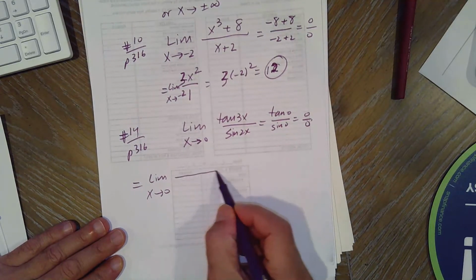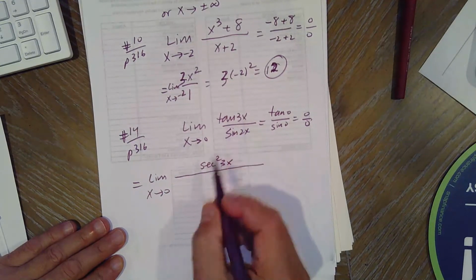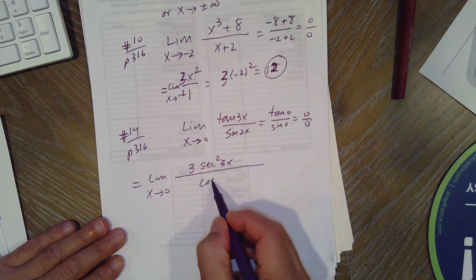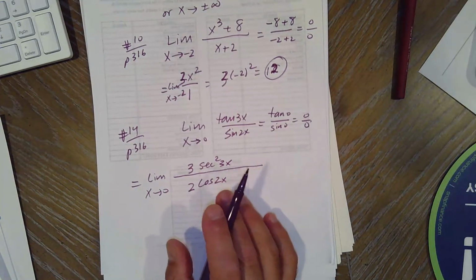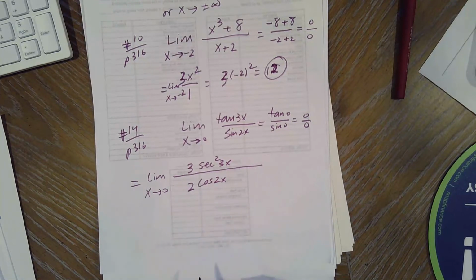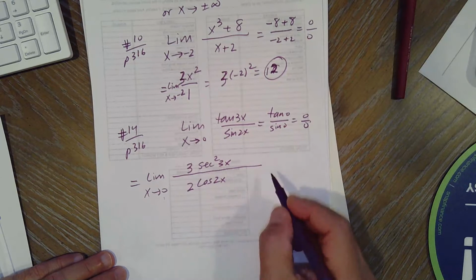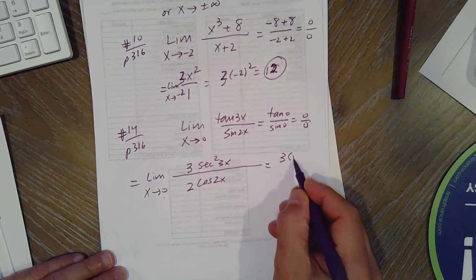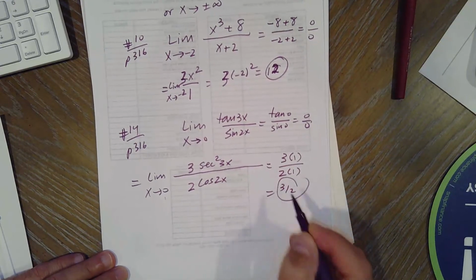Derivative of tangent 3x is secant square 3x times derivative of 3x, which is 3. Derivative of cosine 2x is negative sine 2x times derivative of 2x, which is 2. If we put the 0 in there, 3 secant square 0, which is 3 times 1, over 2 cosine 0, 2 times 1, which is 3 over 2.